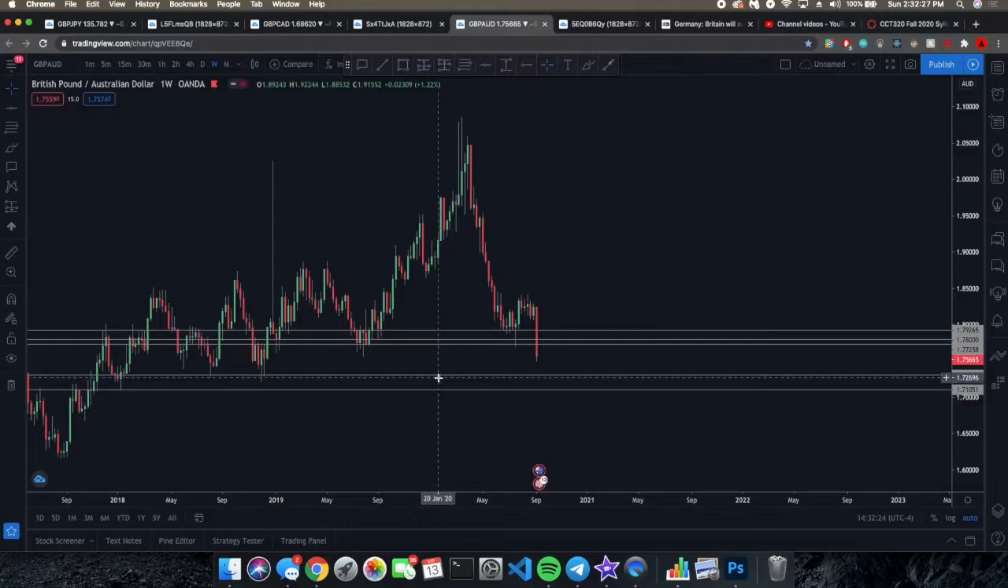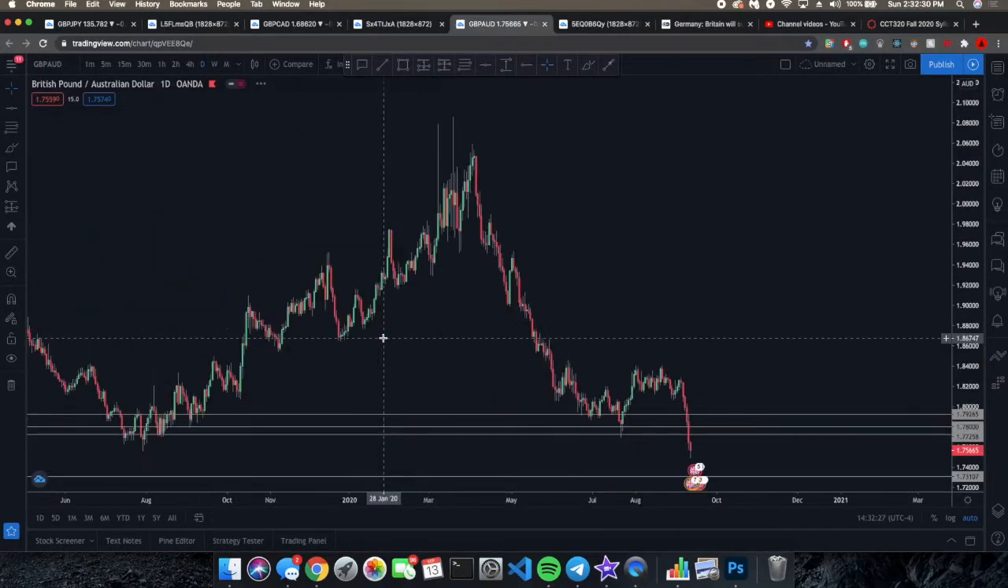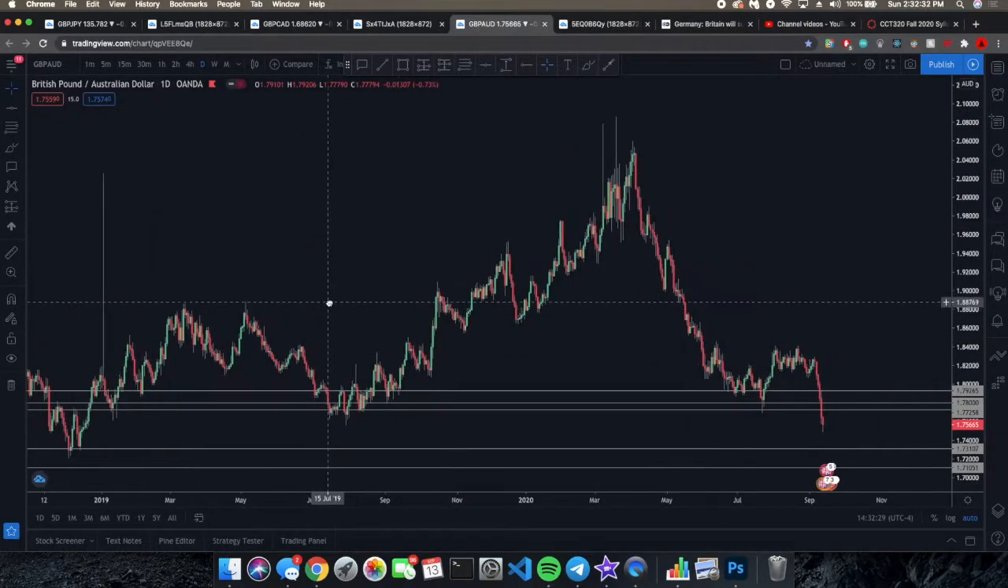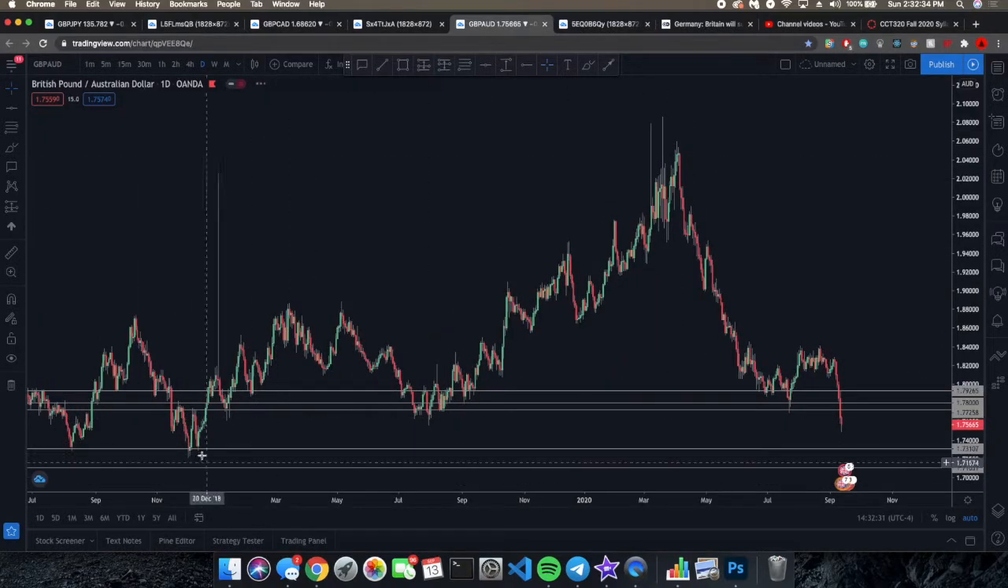So I'll be watching these levels as they come, but initially what we're looking for right now is just a pullback and then continuation down to this level right here.